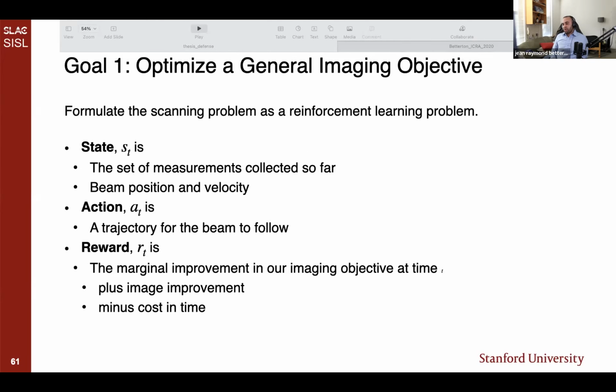So first goal, we want to optimize a general imaging objective. This is where we're going to use the foundation of the work in this presentation, which is using reinforcement learning to do adaptive sampling. So what we do is we formulate the XRF measuring problem as a reinforcement learning problem. In order to do that, we have to define the states, actions, and rewards. The states are the set of measurements collected so far, the beam position and its velocity. The action will be a trajectory for the beam to follow in order to take measurements. And the reward will be the marginal improvement in our imaging objective.